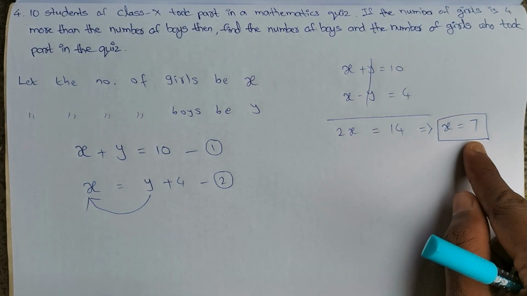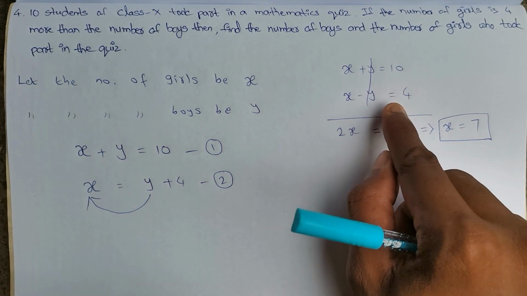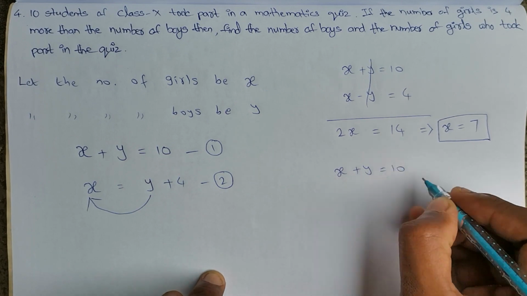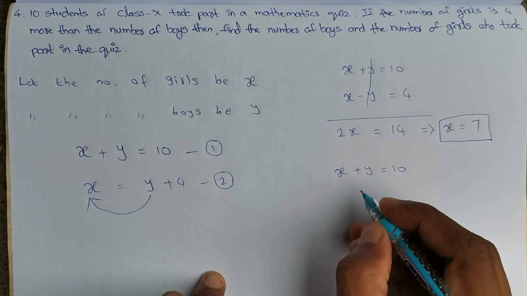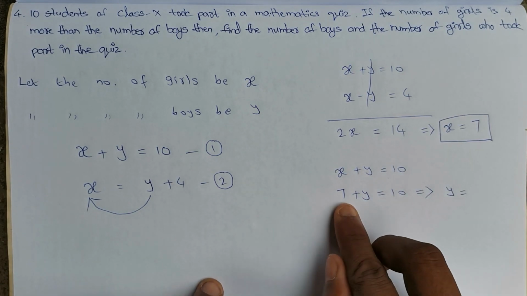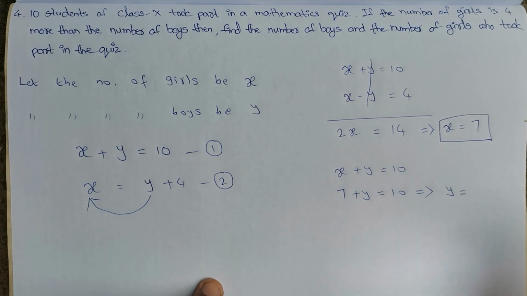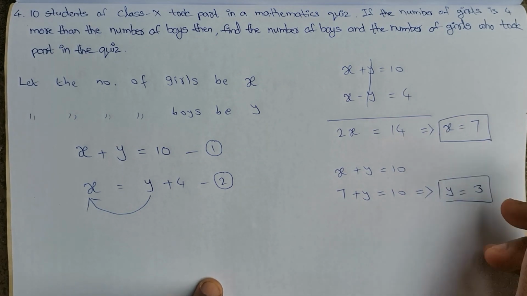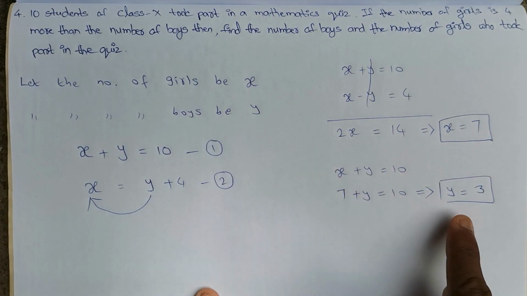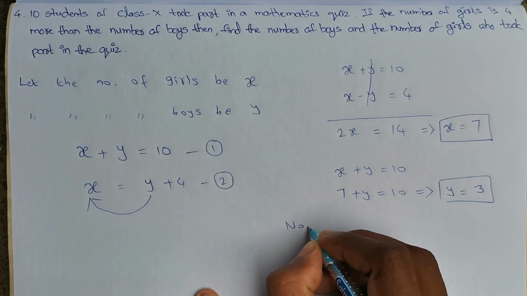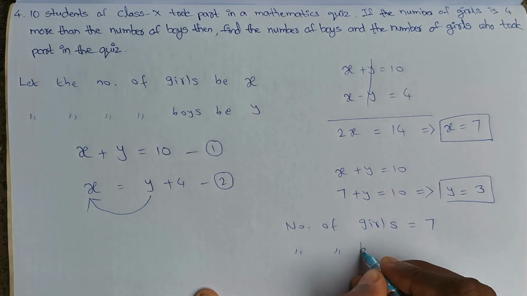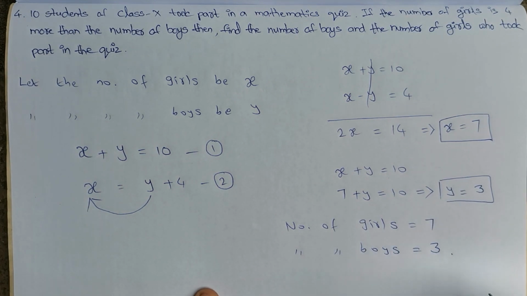Now x value we got as 7, so x value we can substitute in the first equation or second equation. I am substituting in the first equation. First equation is given as x plus y is equal to 10. So in the place of x, let us substitute 7. 7 plus y is equal to 10. So y is equal to, if we take 7 to the other side, it will become minus, 10 minus 7, that is 3. X value we got as 7 and y value we got as 3. So x is nothing but girls and y is nothing but boys. So number of girls are 7 and number of boys are 3.